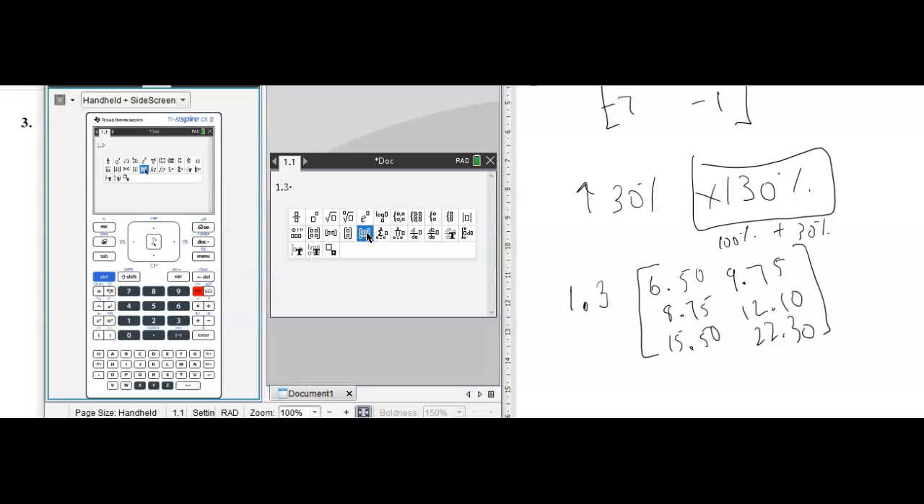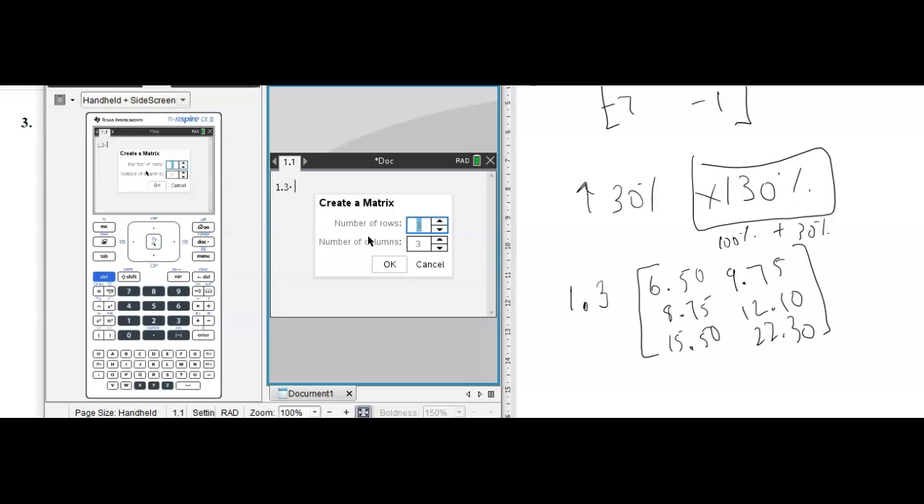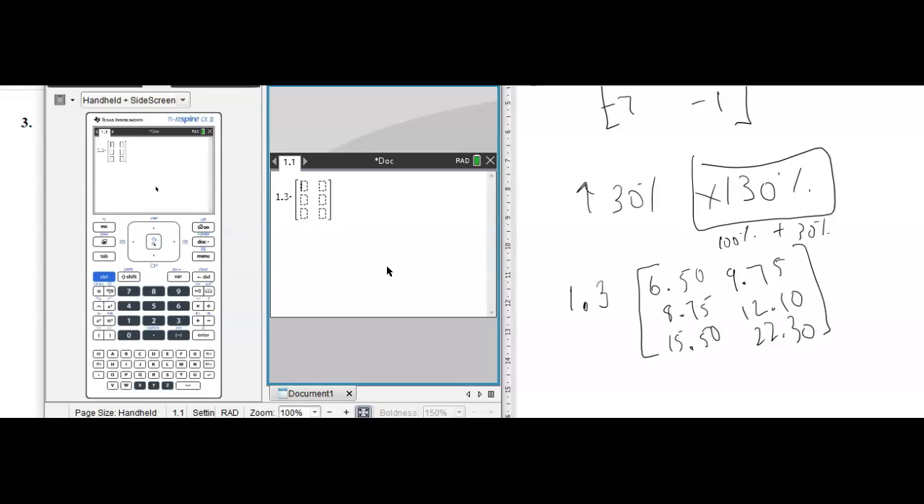So there are 3 rows, 2 columns. So let's do 3 rows, 2 columns. Remember, if you accidentally do it around the wrong way, it always shows you on your calculator, so you can always check if it looks the same.